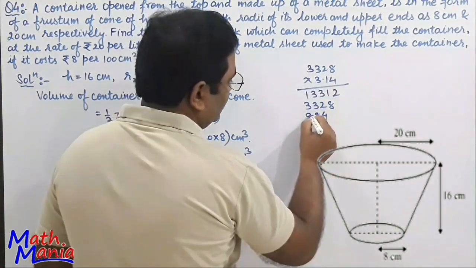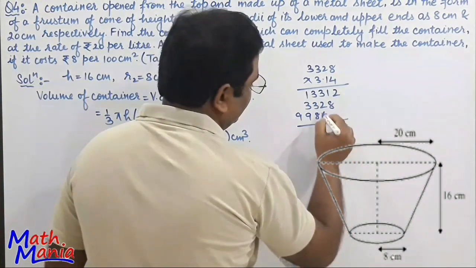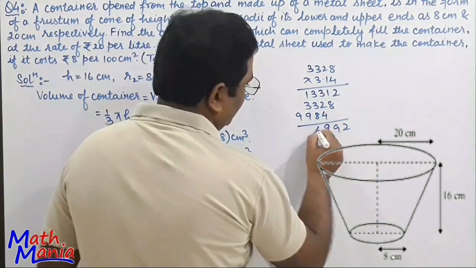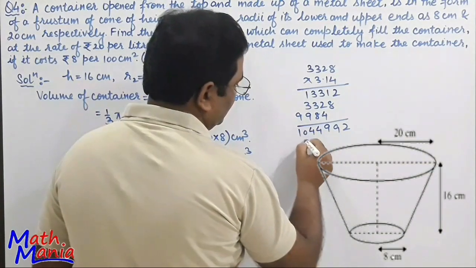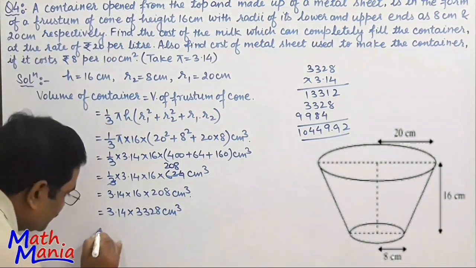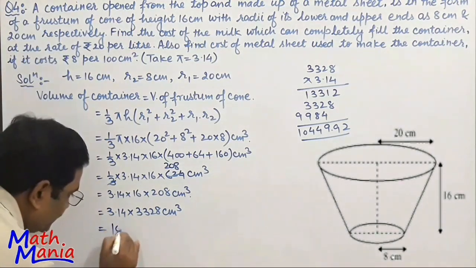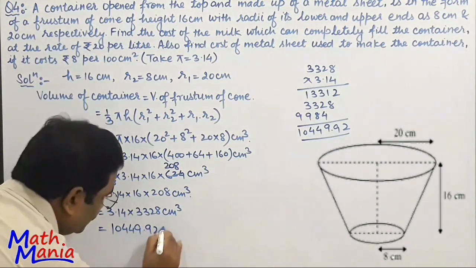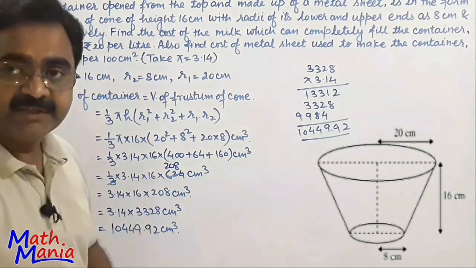3 3s are 9 and 3 3s are 9. So 2 9, 6 plus 3 is 9, 6 plus 8 is 14, 10 plus 4 is 14 and 9 plus 1 is 10. So what we got is equal to 10,449.92 cubic centimeter, the volume of this container.